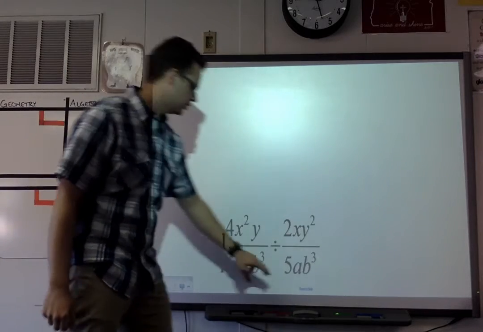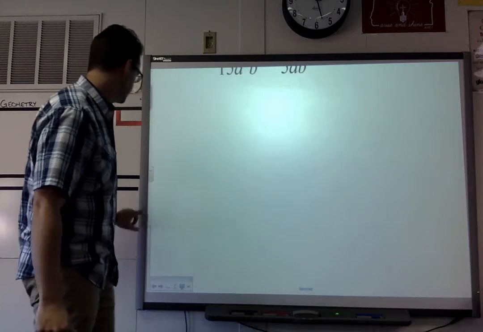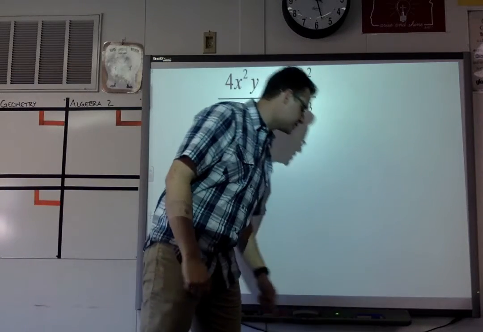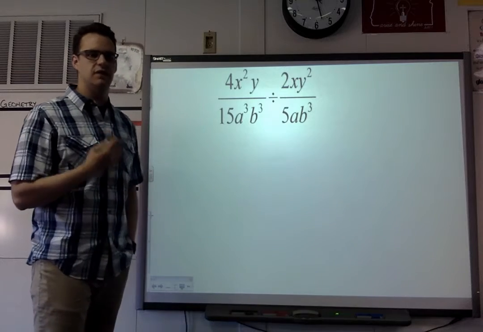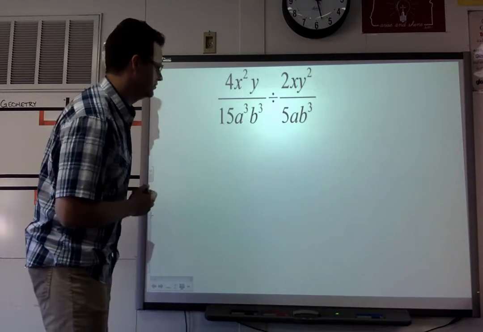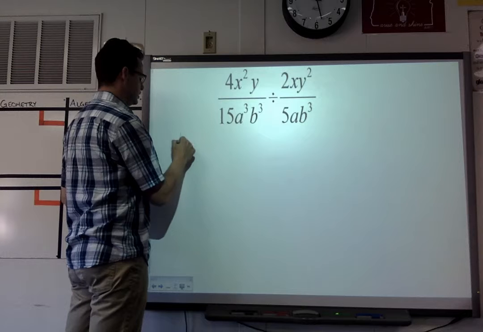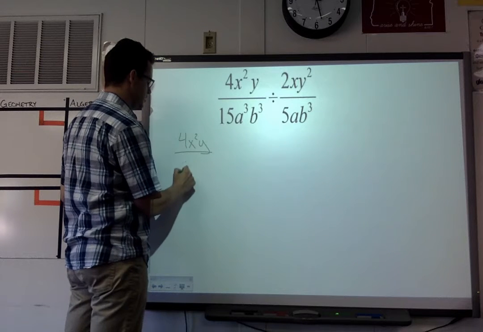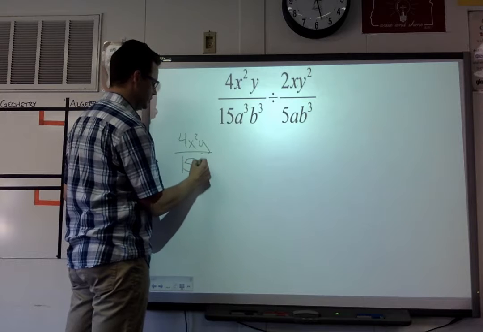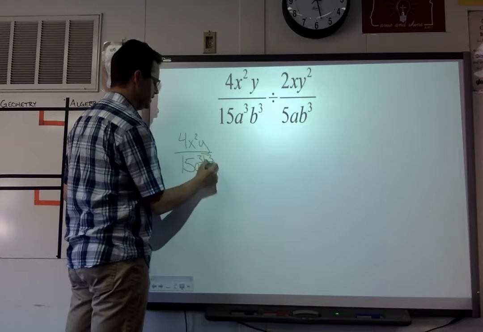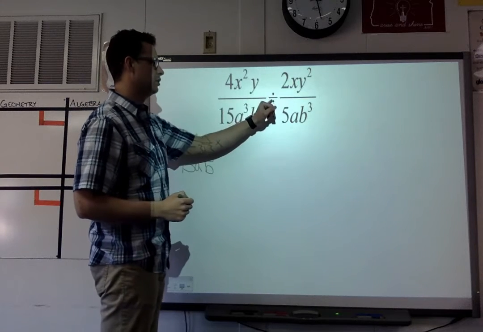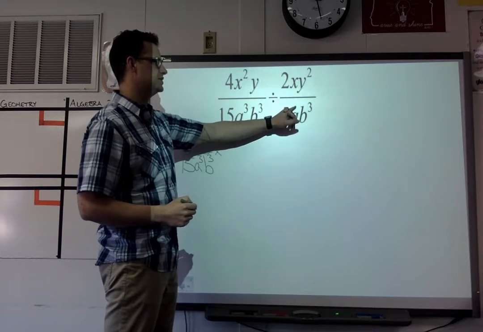So let's do one more of these. This time we're going to be dividing rational expressions. The same rules apply when we're dividing rational expressions as if you were dividing fractions. Our first one would stay the same, 4x squared y over 15a cubed b cubed. We would change it to multiplication, and we would multiply by the reciprocal.